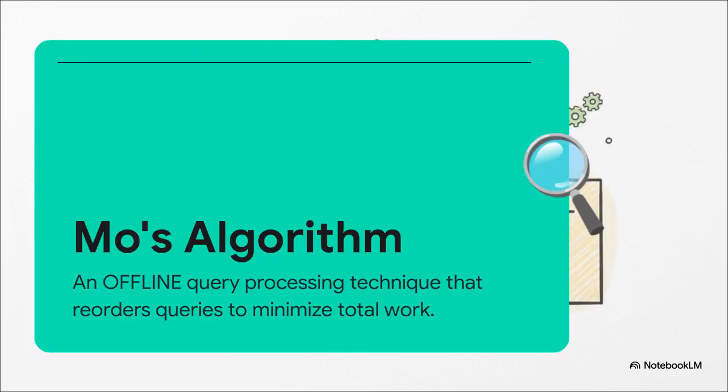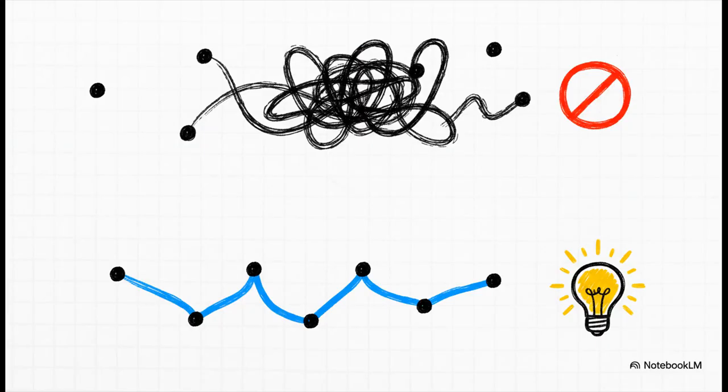And that brings us to Mo's algorithm itself. By definition, it's an offline query processing technique. Now that word offline is the key to the whole thing. It's super, super important. It means we have to know all of the queries we're ever going to be asked right from the start. Why? Because the entire magic trick is based on reordering them to be as efficient as possible. It's a trade-off, right? You lose the ability to answer questions as they come in, but what you gain is a massive speed-up. So yeah, this is the secret sauce.